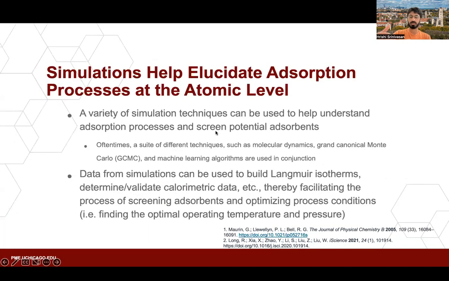To help with this, simulations can be used both to understand adsorption at an atomic level and also to screen adsorbents. Different techniques such as MD, Grand Canonical Monte Carlo, or GCMC, and AI and ML have all been used, both in conjunction and separately. Data from these simulations can be used to build isotherms, which plot the fraction of adsorbent sites filled by the adsorbing gas versus the pressure, and to simulate or validate data such as heats of adsorption. In this presentation, I'll talk more about how GCMC can be used to simulate adsorption in the next few slides in the methods section.